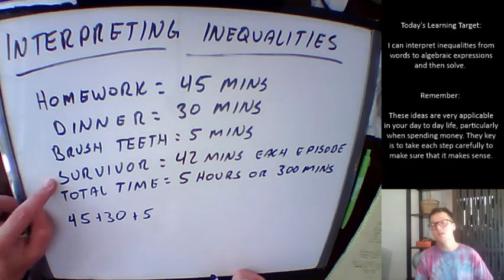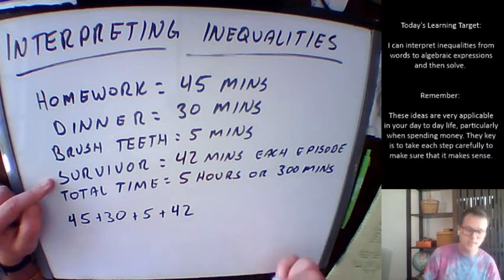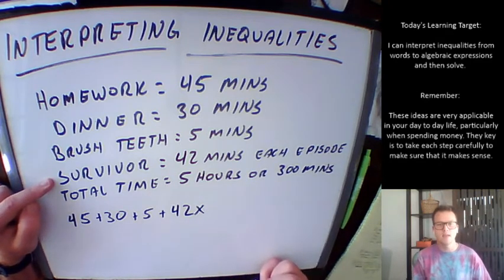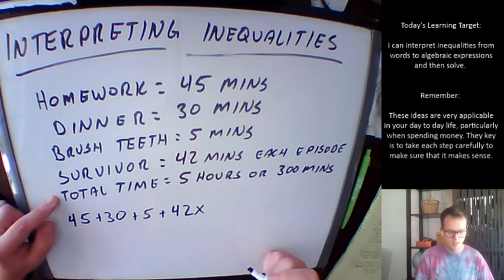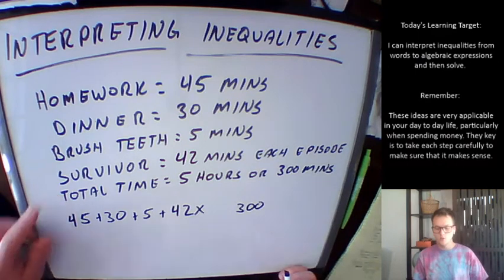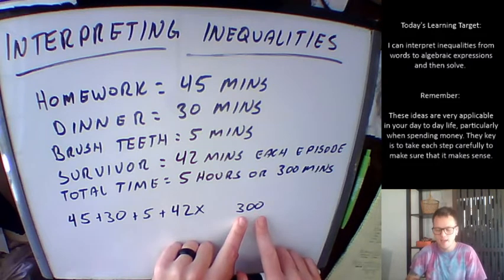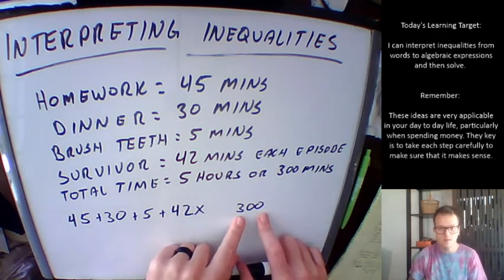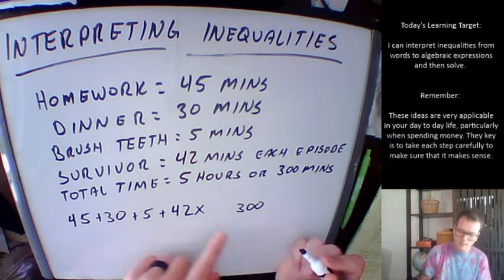Now, for the episodes of Survivor, we don't actually know how many we're going to watch. We know that each one is 42 minutes long, and we're going to put a variable in here. I'll call it X. X is going to stand for the number of episodes we're going to watch in this example here. And the total time we have is 300 minutes. So it's kind of like the money example, really. We have 300 minutes to spend, and we can't spend more than that because we don't have more than 5 hours. Say it's a hard deadline, gotta go to bed in 5 hours. So we can go up to that 5 hours, but we can't go over it.